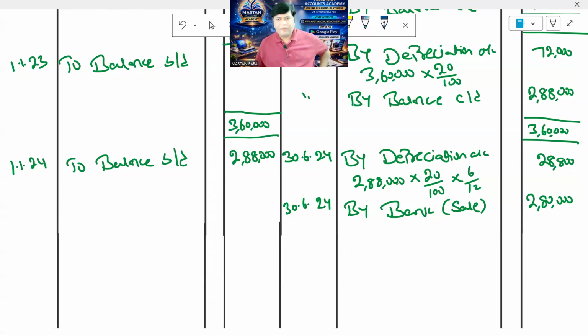So dear students, in this method, I am repeating once again, whenever only one machinery, one asset is purchased and that particular asset has been sold, we can calculate profit or loss without doing any rough work. So what you can notice, debit side is 2,88,000, whereas credit side is 2,80,000 plus 28,800, that is 3,08,800. So which side is higher?